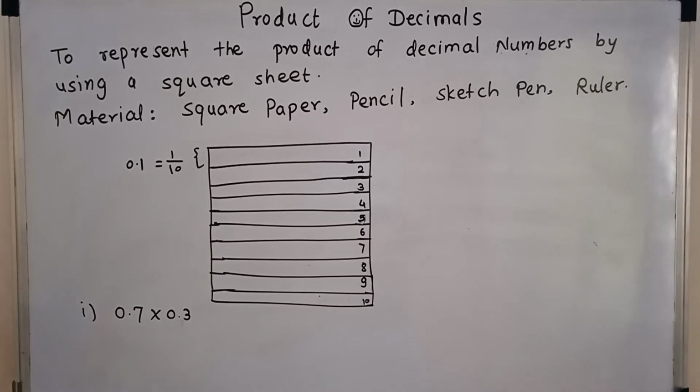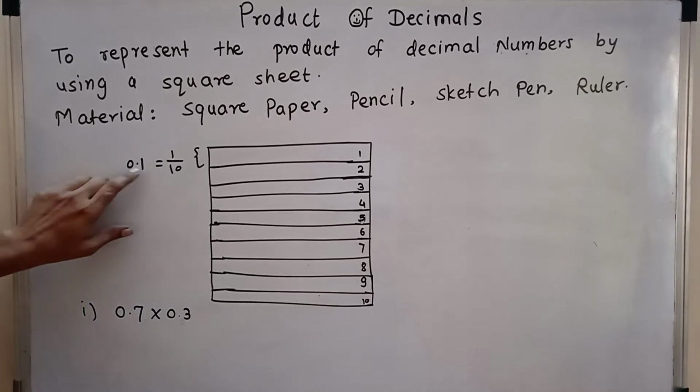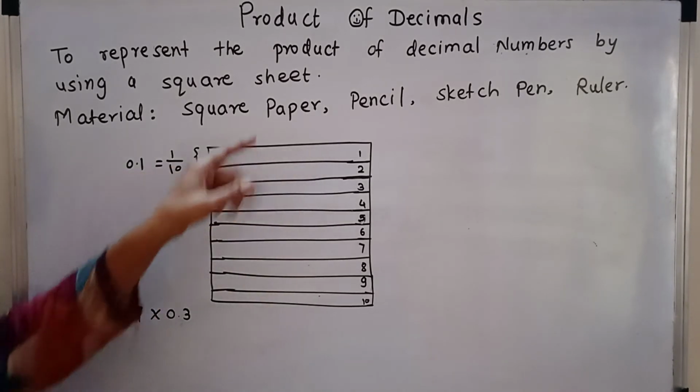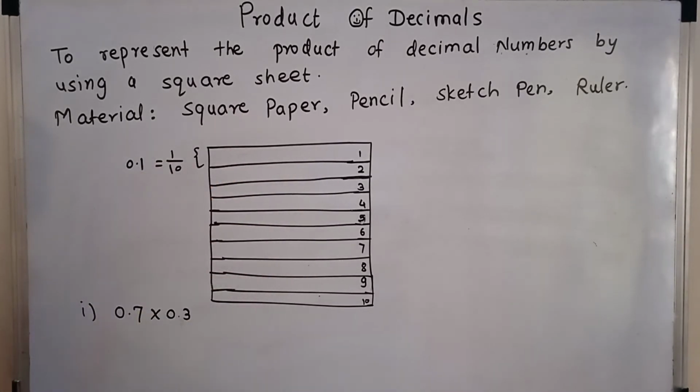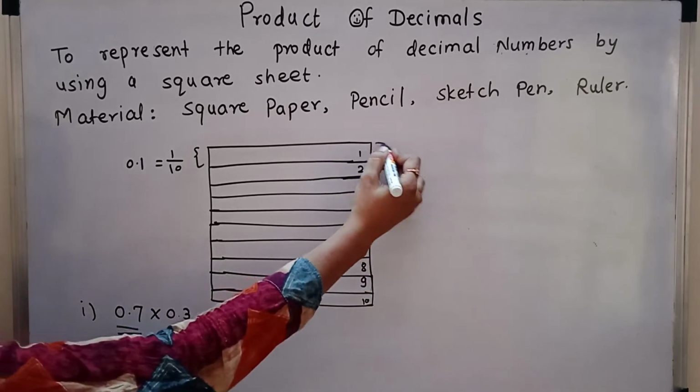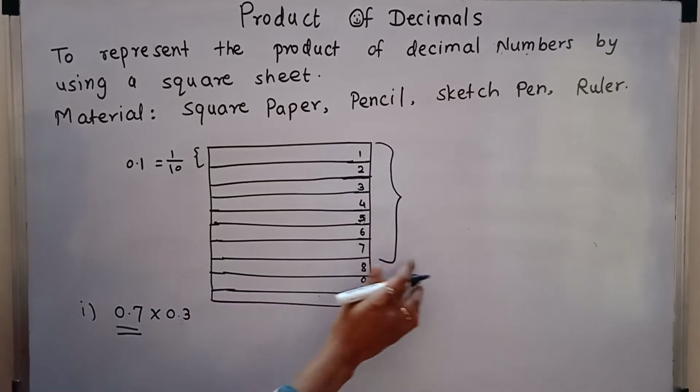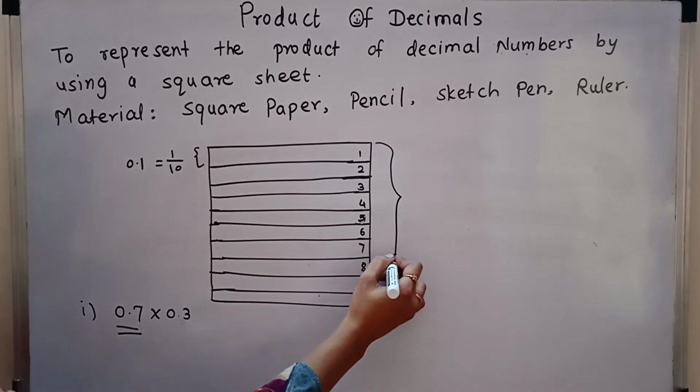So we'll consider one example over here, that is 0.7 into 0.3. We need to do the product of the two decimals. For our convenience, I have drawn the lines on the board. I have given the numbers on the right hand side so that you do not get confused.